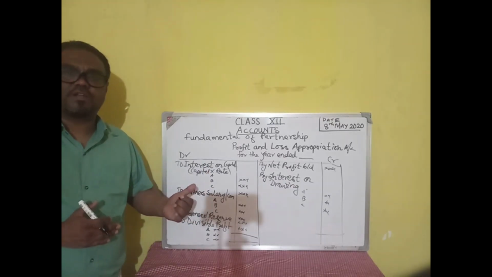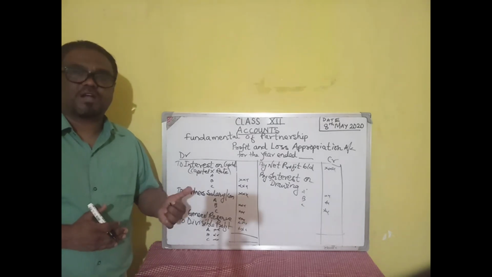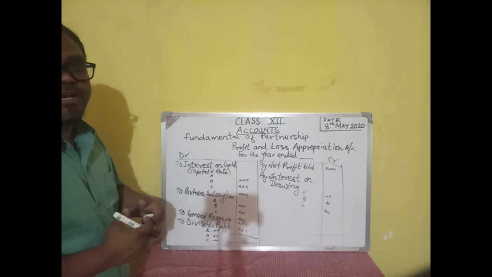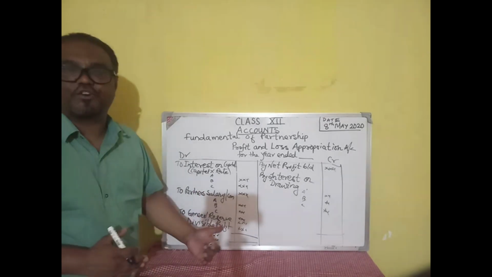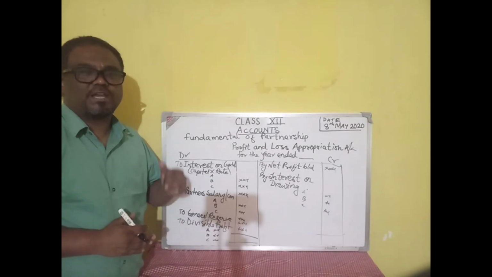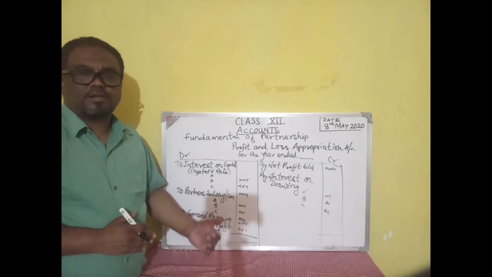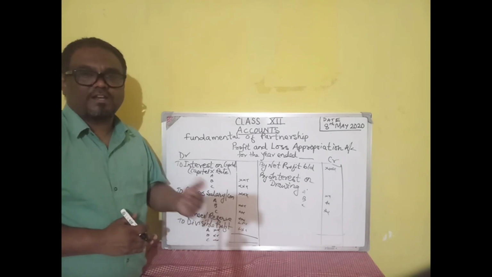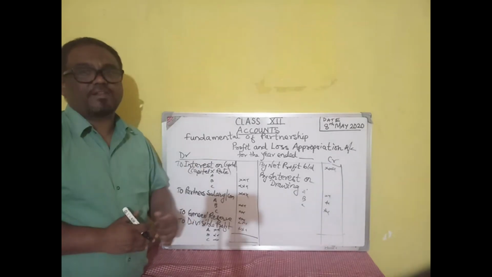In absence of the agreement, the divisible profit is shared equally, 1:1:1. If 3 partners are there, divide by 3. If 2 partners are there, divide by 2. If 4 partners are there, divide by 4. So in absence of the data regarding the profit sharing ratio, the partners will share the profit equally in absence of the agreement. Otherwise, the divisible profit is divided among the partners as per the agreement.